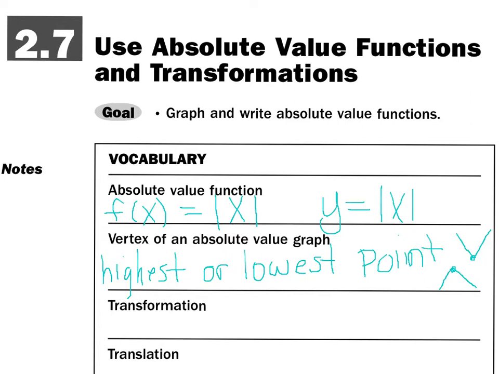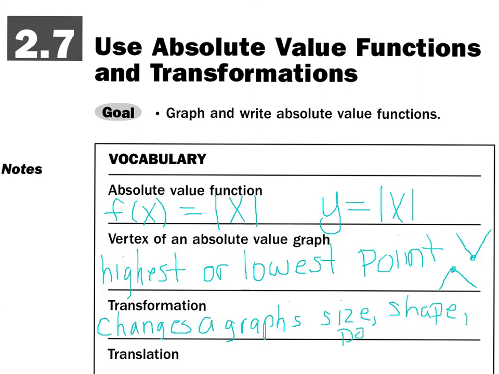Transformation. Transformation changes a graph's size, shape, position, or orientation. P-O-N. Ran out of room here. All right.